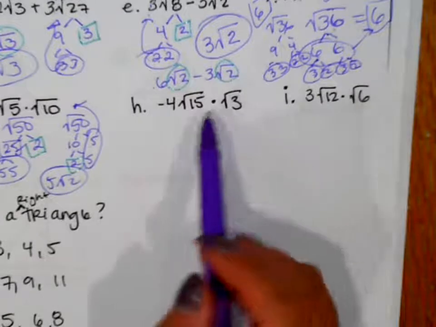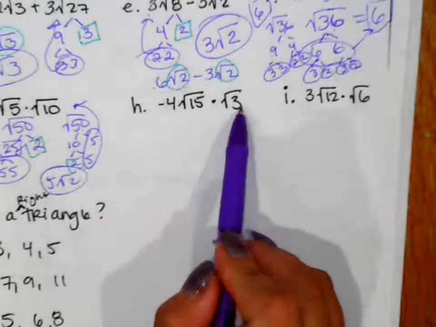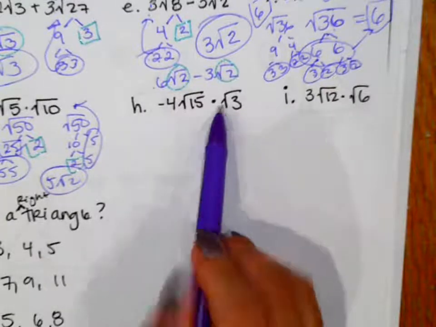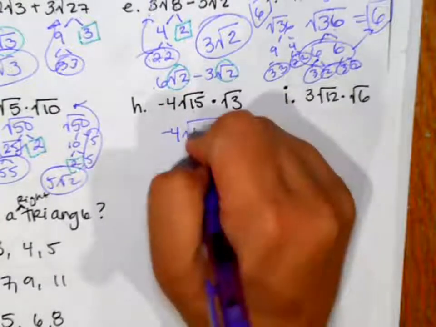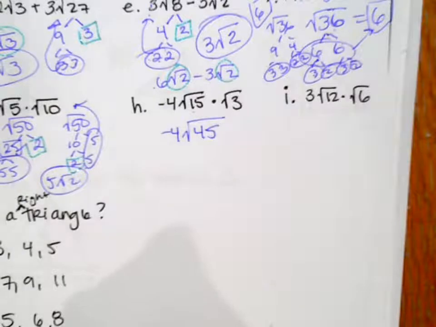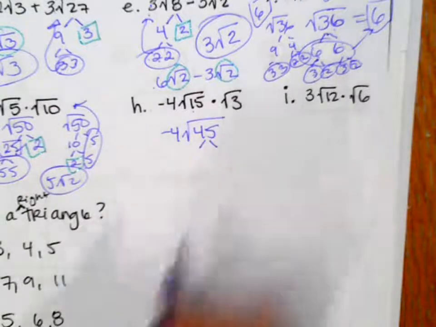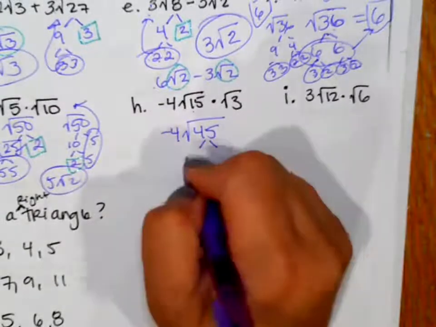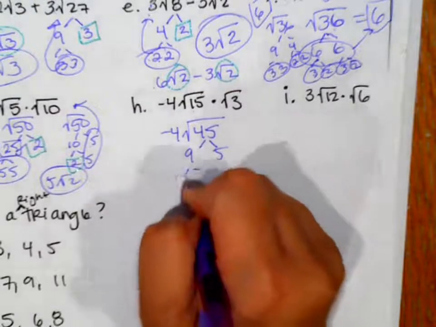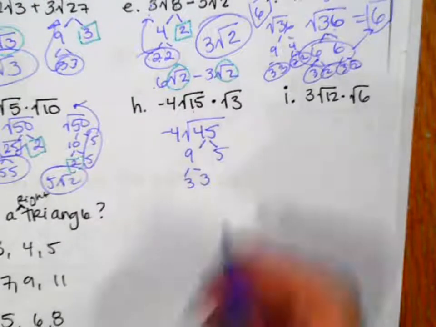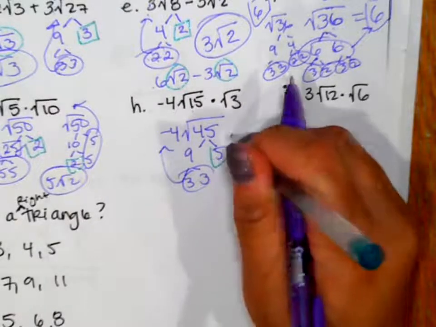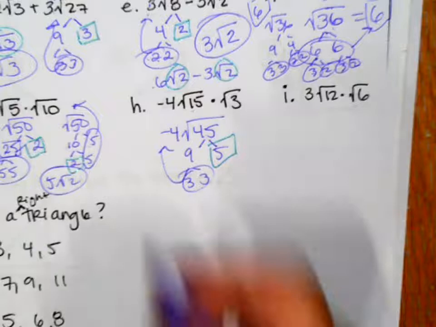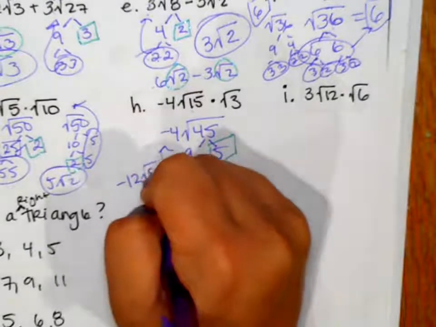All right, let's try this guy right here. Multiply the outside, multiply the inside. -4 times 1 is -4. 15 times 3 is 45. And then break it down however you want. I'm going to go 9 and 5, 3 and 3. I have a pair of 3s. He comes out. This guy's stuck right there. So my answer is going to be -12 rad 5.